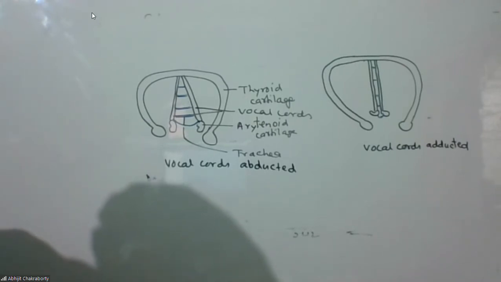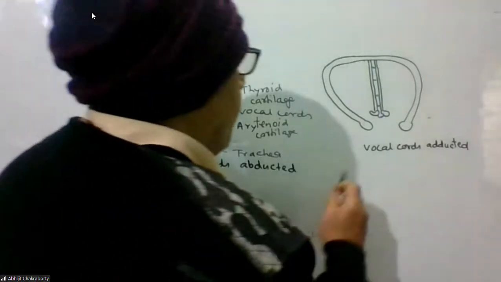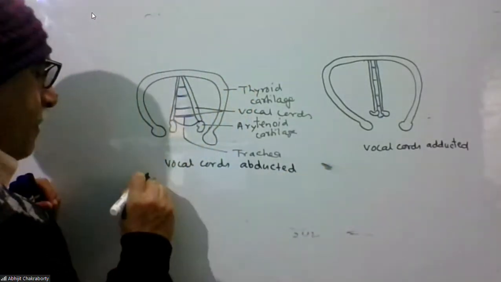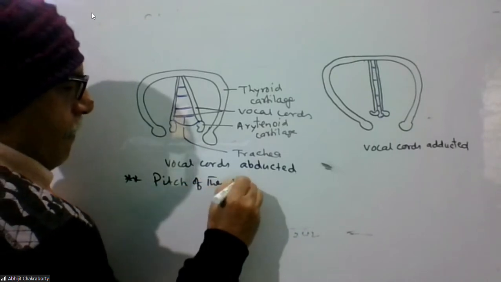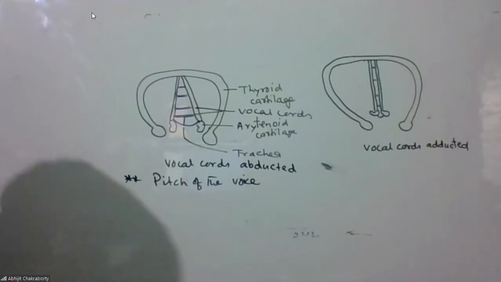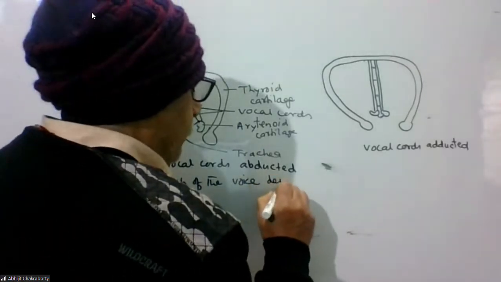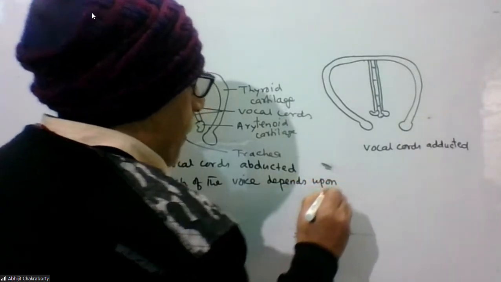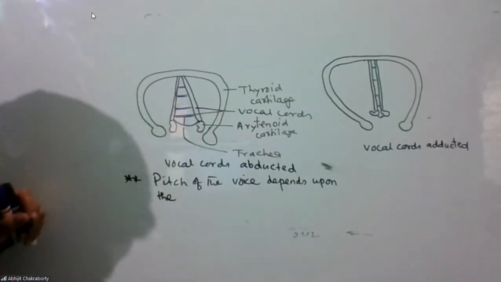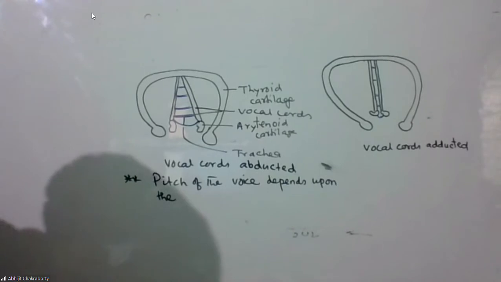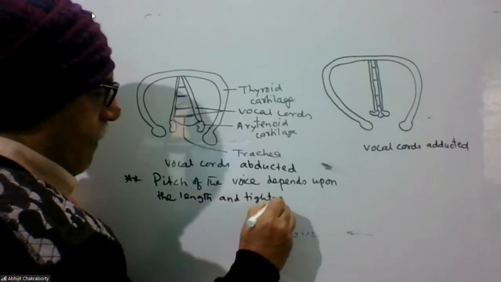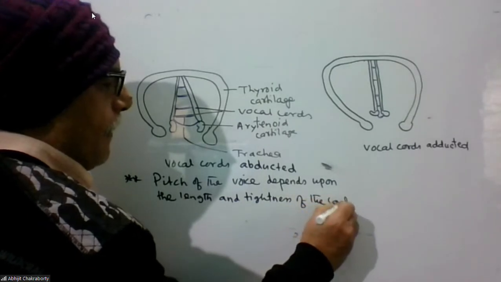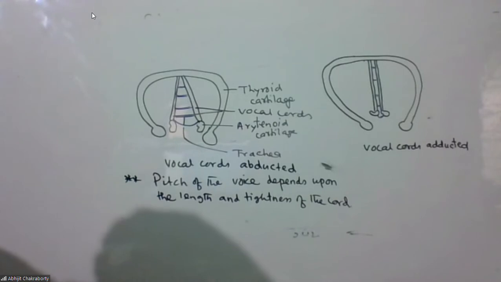Now, pitch and volume of the voice. Pitch of the voice depends upon the length and tightness of the cords. Shorter cords produce higher pitch sounds.